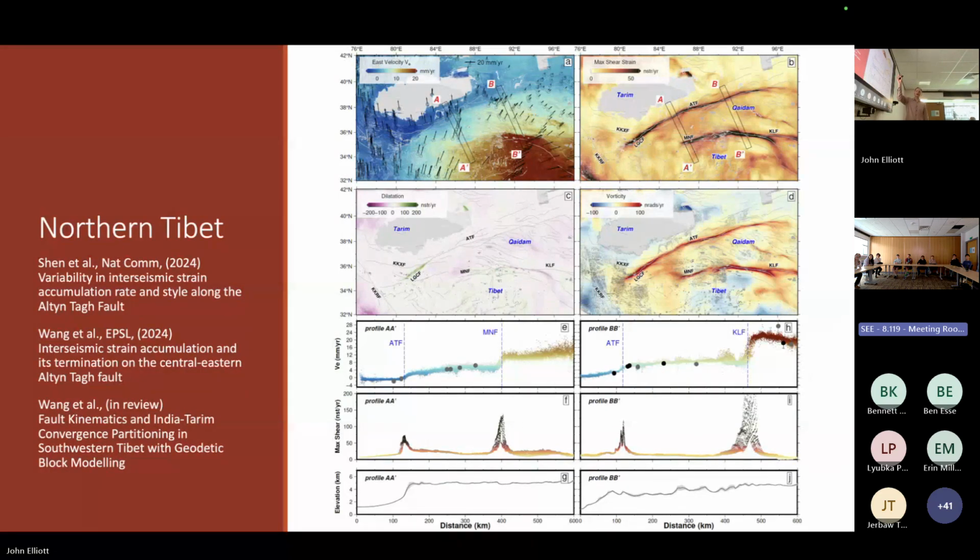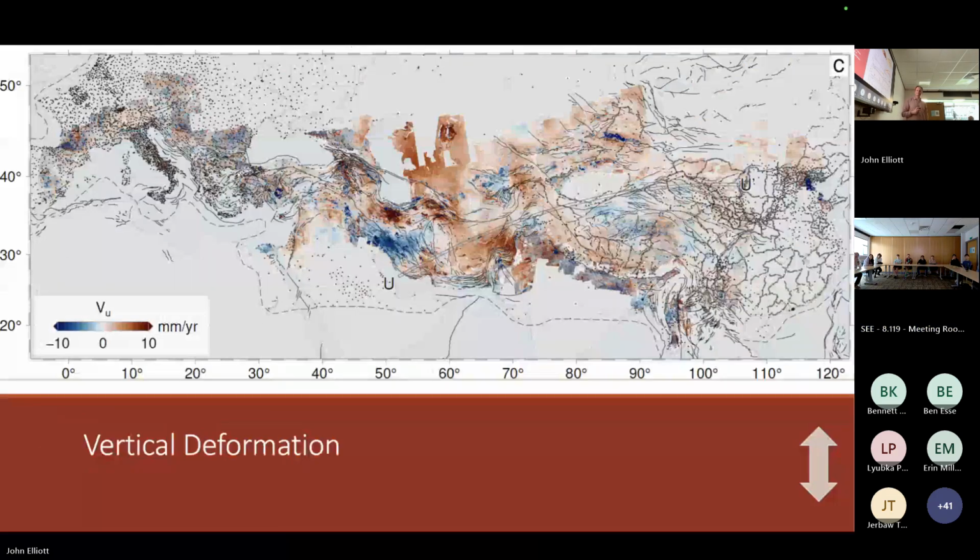And similarly for the northern Tibet, we've published a couple of studies on this, but the Altyn Tagh fault really has this extensive strain concentration on it from the left lateral sense of motion across it, as well as the Manyi fault and the Kunlun fault. So these are all in there too, and there's a working review on that.